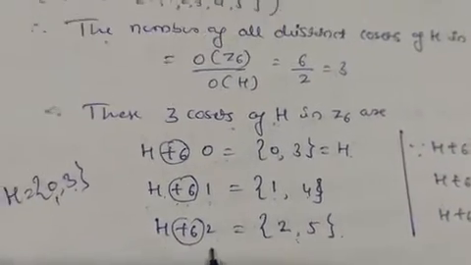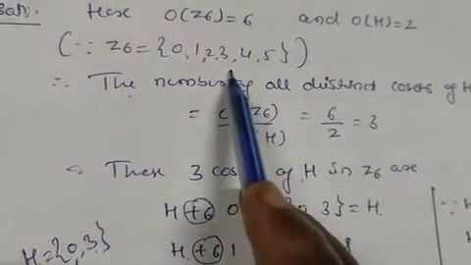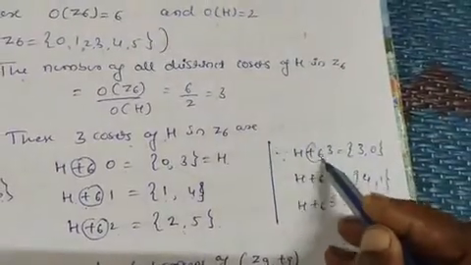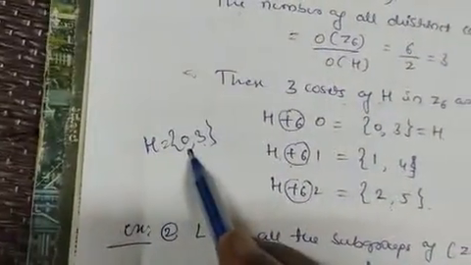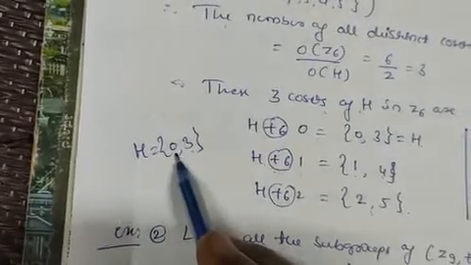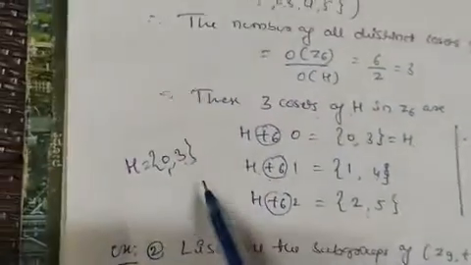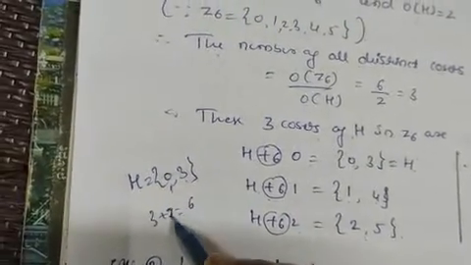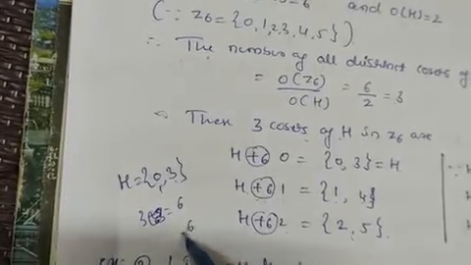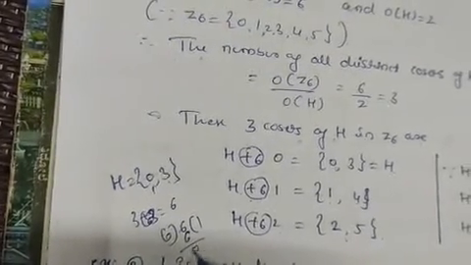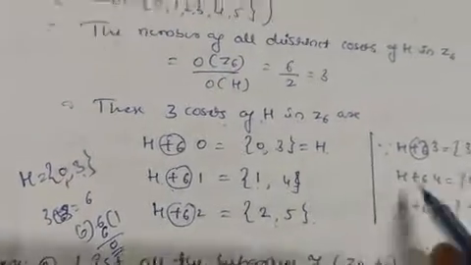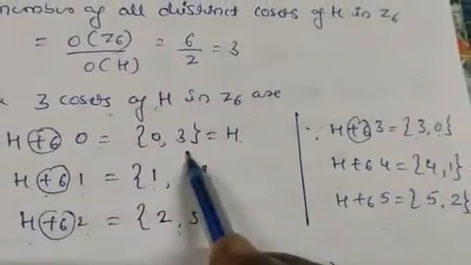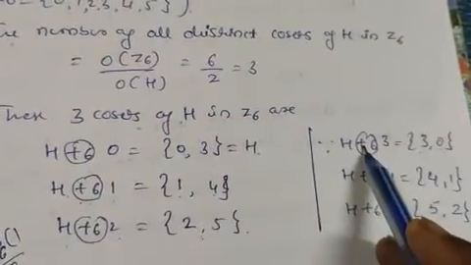And next, because Z6 contains 3 more elements, 3, 4, 5, let us verify. H under addition mod 6, 3: let us add 3 here. 0 plus 3 is 3, and 3 plus 3 is 6. But since it is addition mod 6, you divide 6 by 6 and take the remainder, which is 0. So it is {3, 0}, the same as {0, 3}. They are the same, so don't take this one.